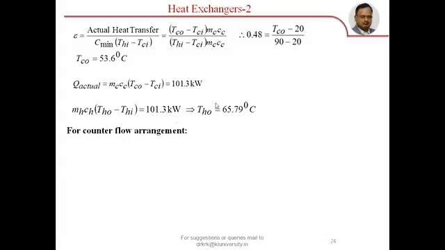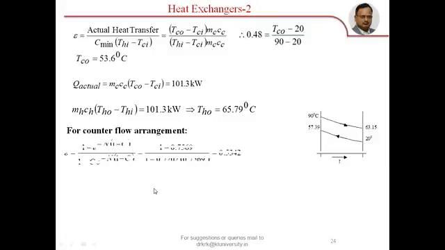Now suppose I make this a counterflow arrangement, what will happen? For the counterflow arrangement, the effectiveness formula is 1 minus e power minus N into (1 minus C), divided by 1 minus C into e power minus N into (1 minus C). The flow rates are not changed, so the overall heat transfer coefficient will remain the same. The mass flow rates are not changed, the fluids are not changed, therefore C minimum remains the same. It is the same heat exchanger, so the area remains the same.